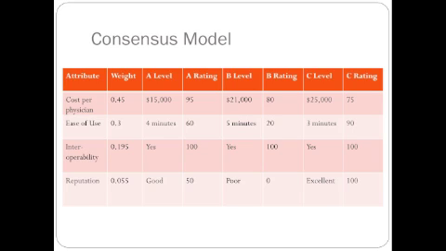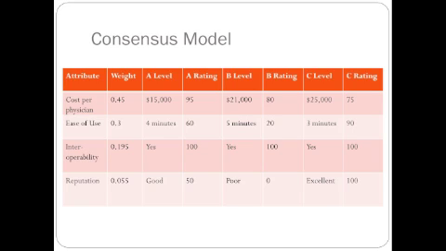In the consensus model, the weights of the attributes determined by decision maker 1 and decision maker 2 are averaged. Therefore, the weight of the cost per physician is 0.45, ease of use is 0.3, interoperability is 0.195, and reputation is 0.055.